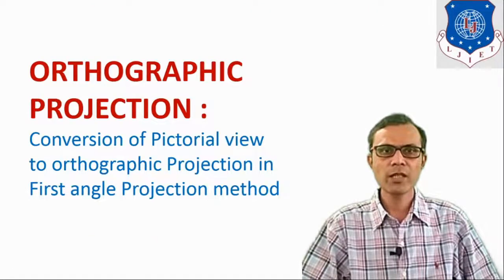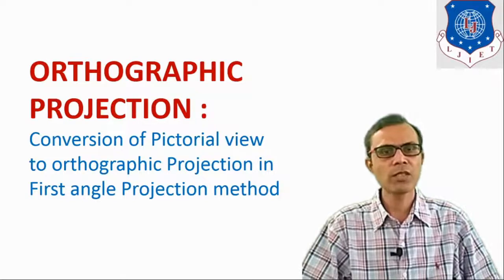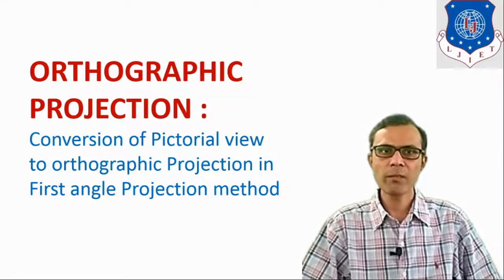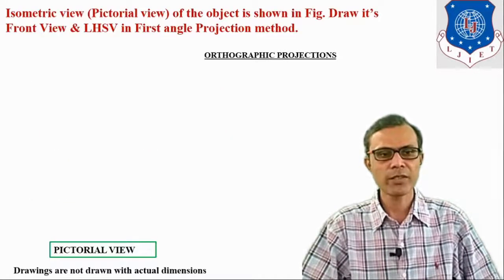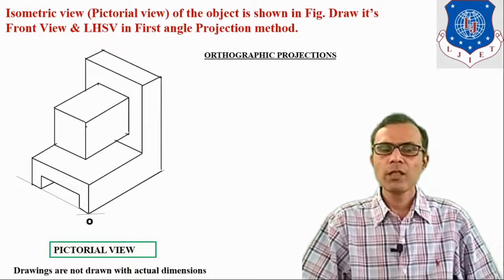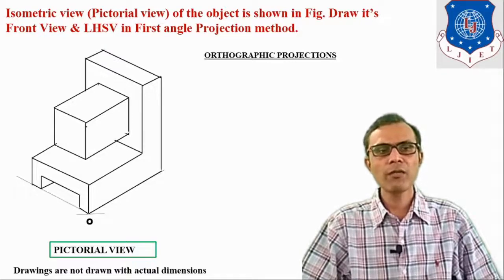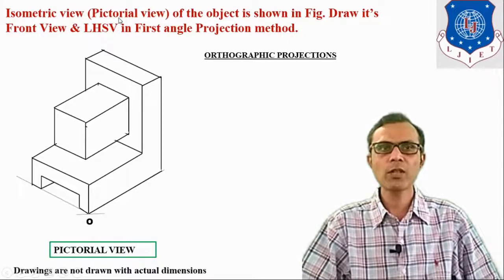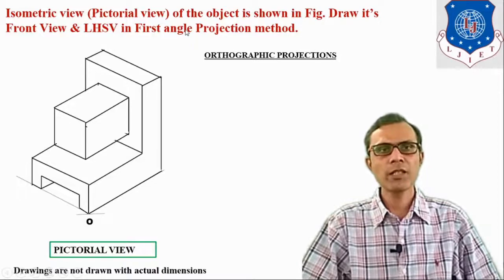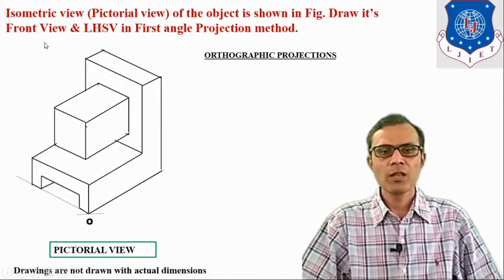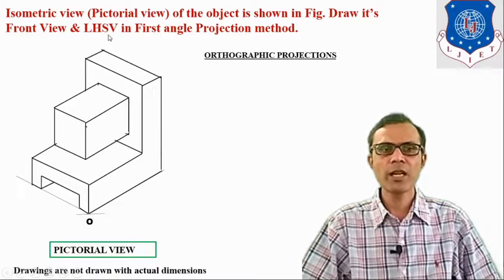Today we are going to discuss orthographic projection, how a pictorial view of the object can be converted into orthographic projection by the first angle projection method. So here one object is given. The question is: the isometric view, also known as the pictorial view of the object, is shown in the figure. Draw its front view and left hand side view in first angle projection method.